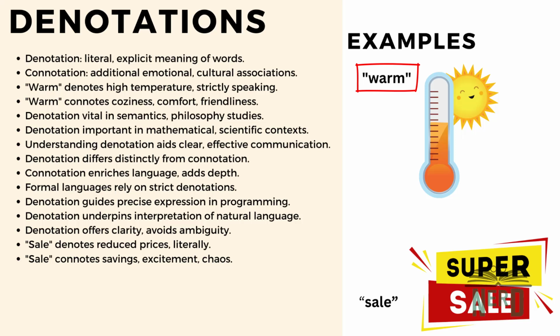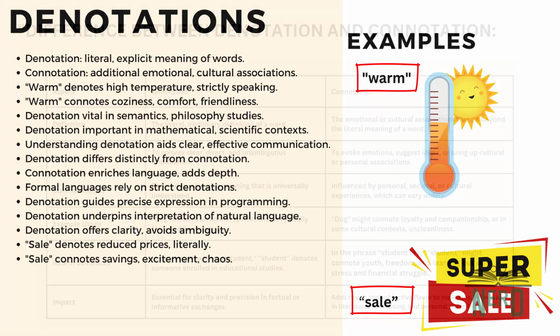Here's a real-life example. If you read a sign in a store window announcing a sale, the denotation, or literal meaning, is that items are being sold at reduced prices. However, the sign might make you think of saving money, feeling good about finding deals, or maybe even the chaos of crowded stores. These are all connotations, adding layers to the simple, straightforward meaning of sale.